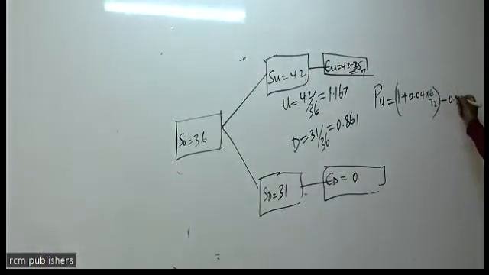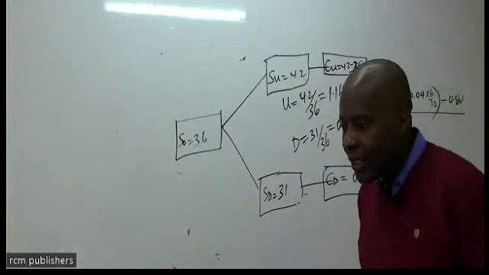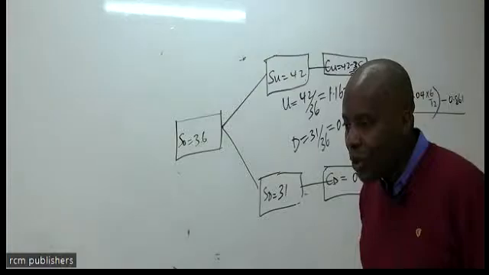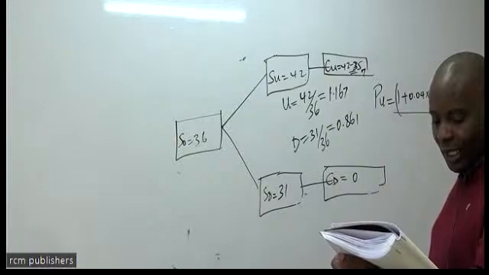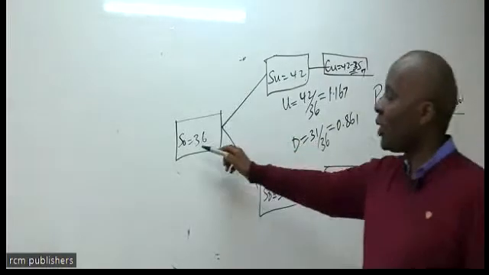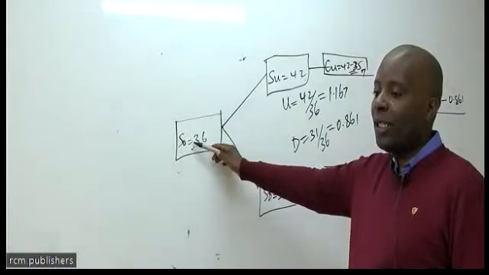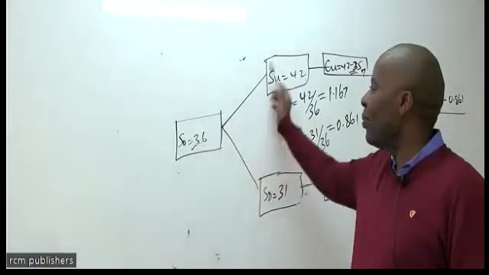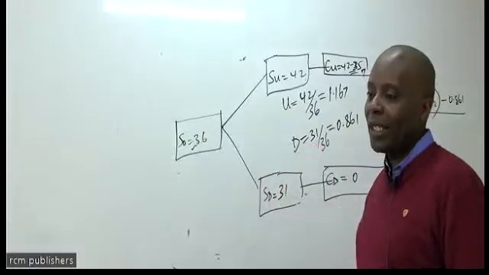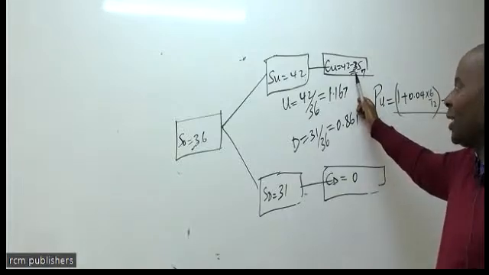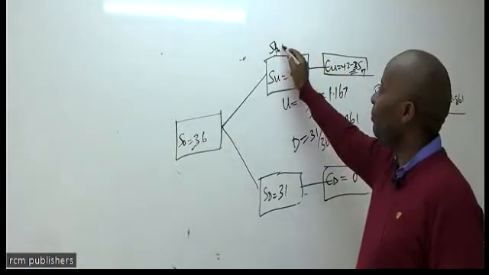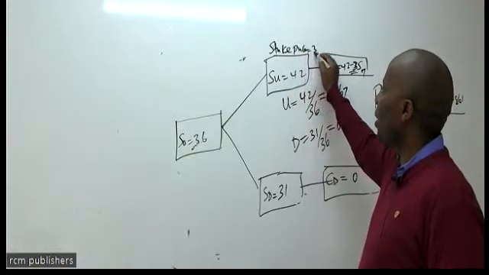Our U is 0.861 all over 42 minus 36. Is it 36? No, we don't get back to this. This one will only help us in getting the upward index and downward index, nowhere else. When it comes to getting probability, we always use the strike price, which is 35.